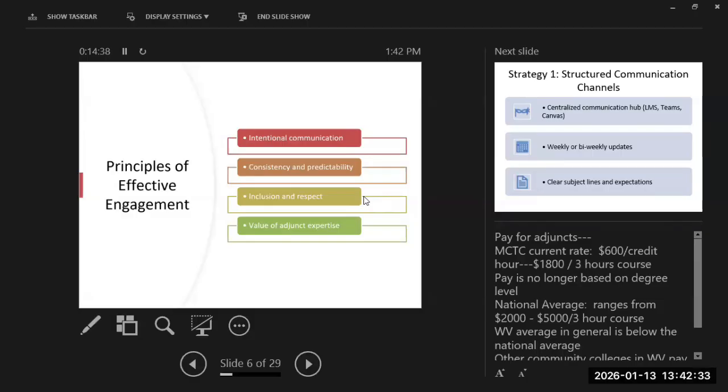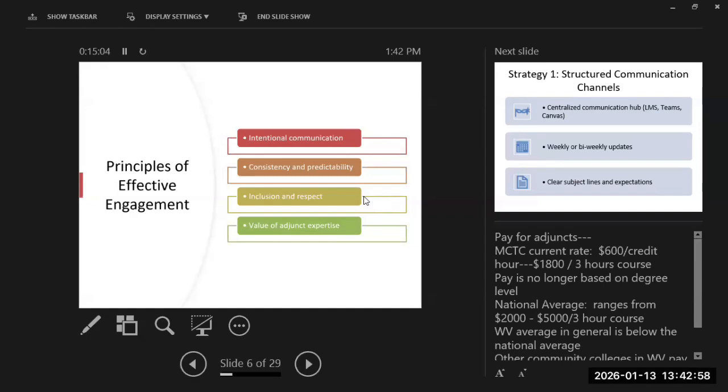Inclusion and respect. Again, I think we try to include our adjunct faculty, but I want you to start thinking of ways, wherever you are at the department or program level, how you can include the adjuncts a little more. And what are some things that we can do to make them feel more included?